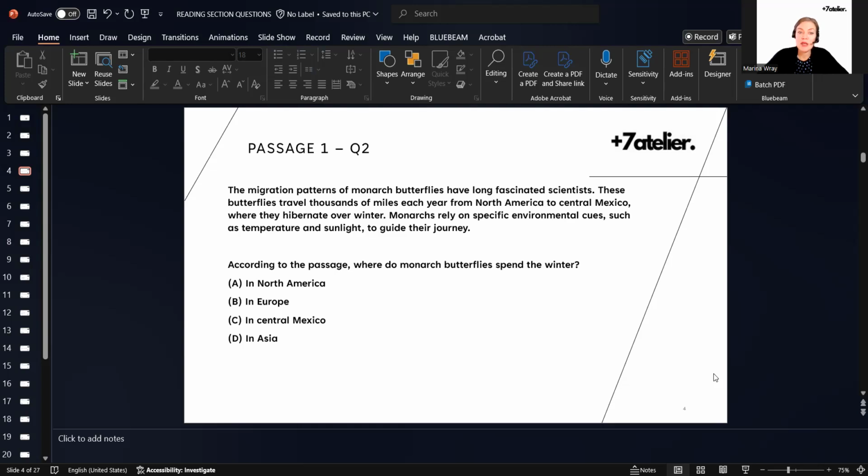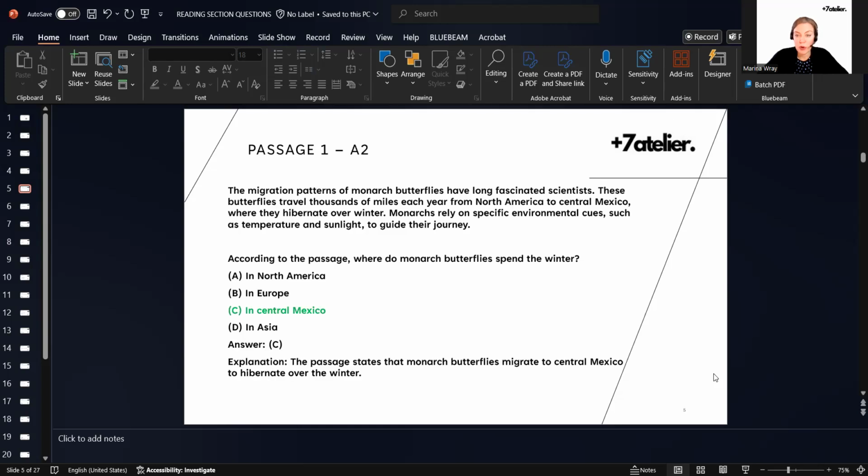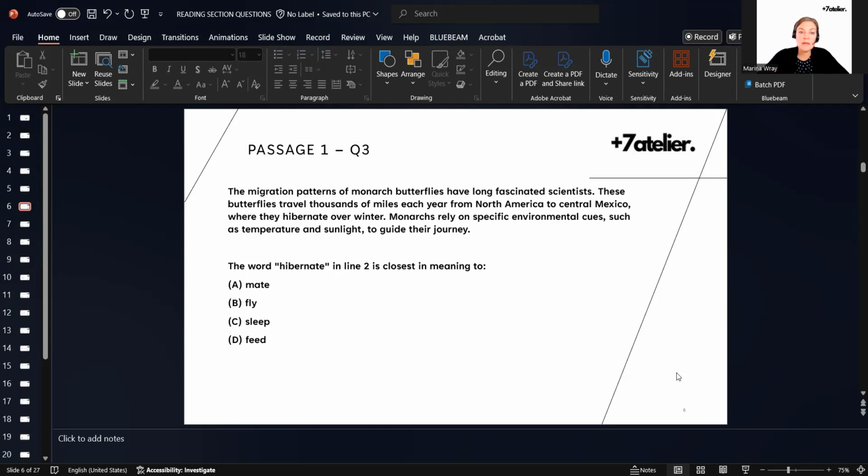Again, if you remember the passage, perfect. If you don't, just skim through once again to get that information to answer the question correctly. And the correct answer is in central Mexico. That is answer C. And the passage states that monarch butterflies migrate to central Mexico to hibernate over the winter. Let's go to the next question.